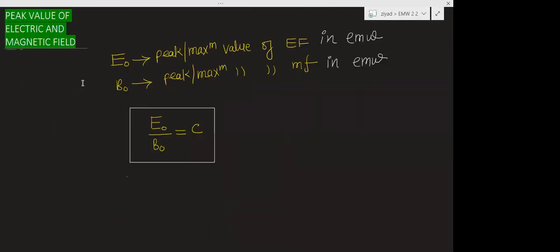Now, in an electromagnetic wave, what is the relation between the peak value of the electric field and magnetic field? So, peak value of the electric field divided by the peak value of magnetic field is equal to c. Okay, take the screenshot. This is a very important relation, remember.